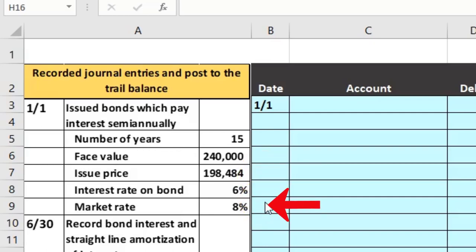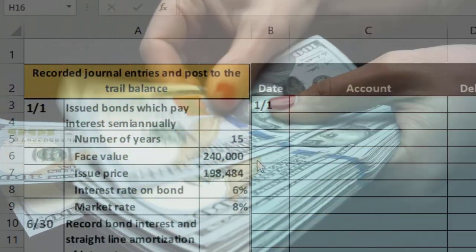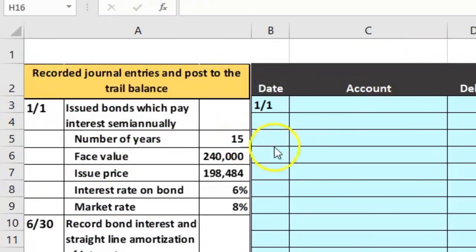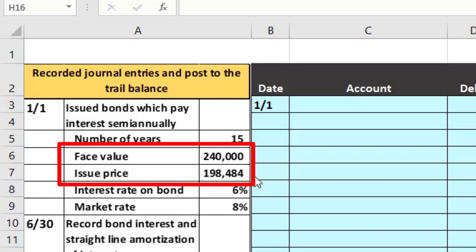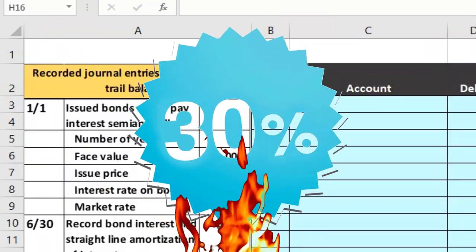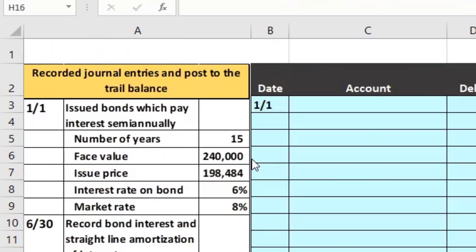Whatever we can sell it for. So if we think about this, we obviously have a face amount of the bond, 240, meaning we are going to pay back 240 at the end of the bond, 15 years. The issue price is what we're going to receive for it now. And notice, of course, that the issue price is less than the face amount of the bond, and that we would think is a discount. That's going to be the result of the discount. We can derive this discount by doing a journal entry with these two numbers.